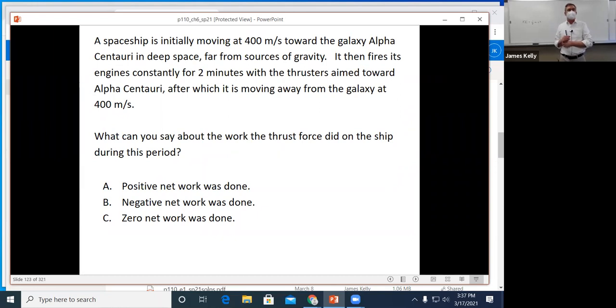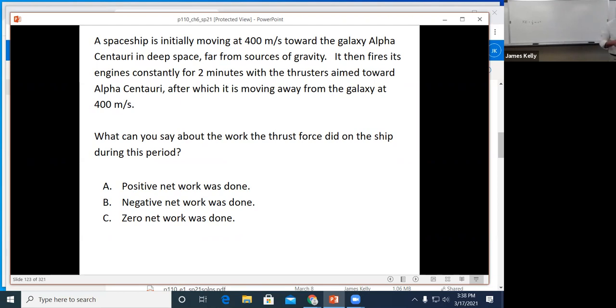The initial is like, during the time period, it's the 2 minutes. Yes, so from when the thrusters start firing to when they stop firing 2 minutes later. Arthur? I said 0, because velocities don't change, masses don't change, so it's still the same.